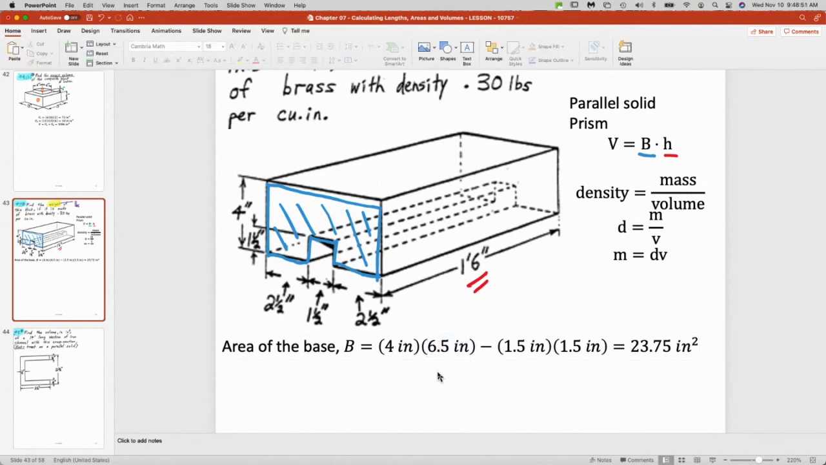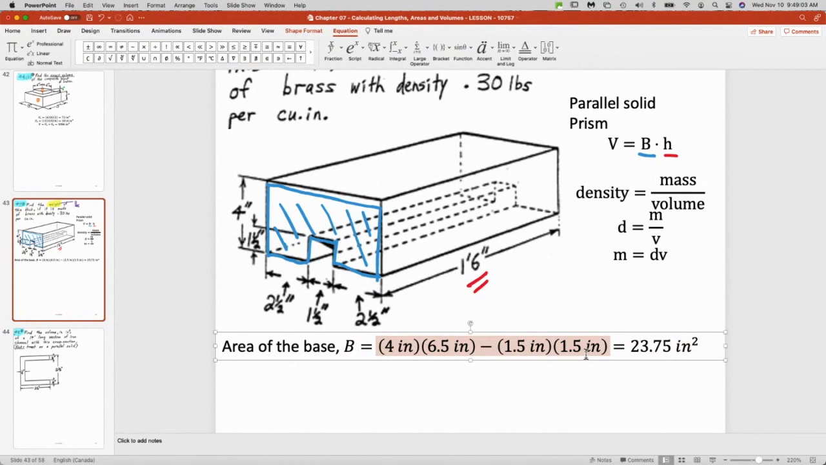Then you have to deduct the area of the notch here that's cut out. That area is 1.5 by 1.5. So when you take the big rectangle minus the small rectangle, which is the gap or the hollow part, you get 23.75 square inches. Can someone confirm in the chat that they agree with that? Anybody agree with that number?